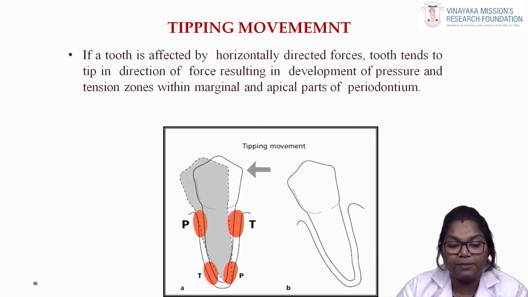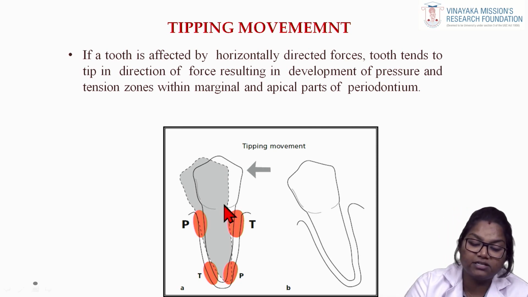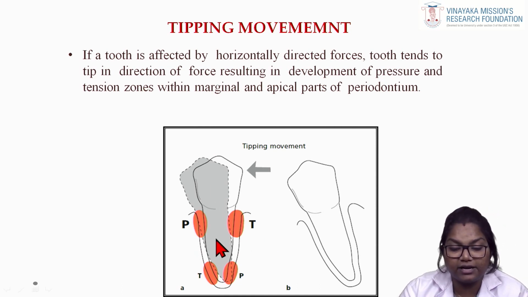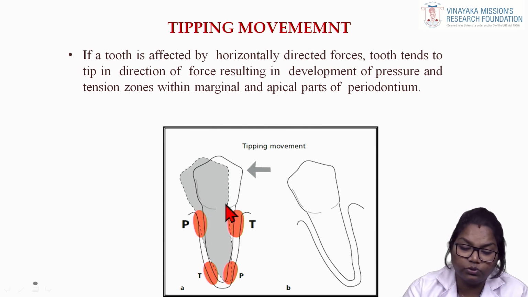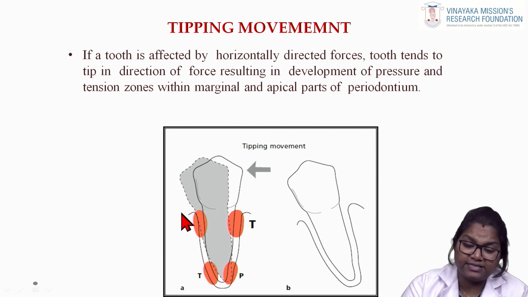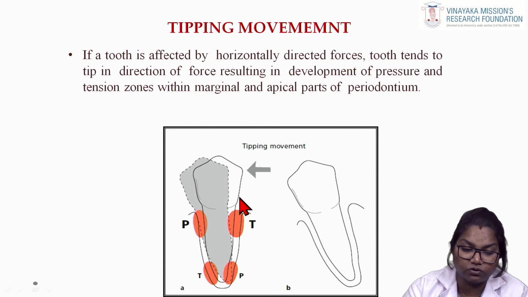If a tooth is affected by horizontally directed forces, what we saw until now was your vertical forces. Now we are going to see about your horizontal forces. In these horizontally directed forces, the tooth tends to tip in the direction of the force, resulting in two zones, that is your pressure zone and then your tension zone. So these two zones are formed when there is tipping movement, that is when you have horizontal forces.